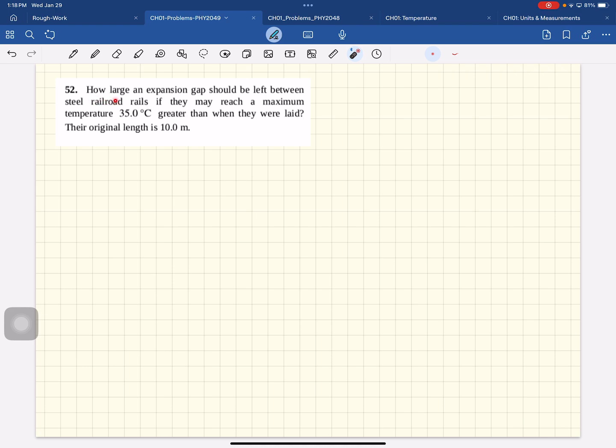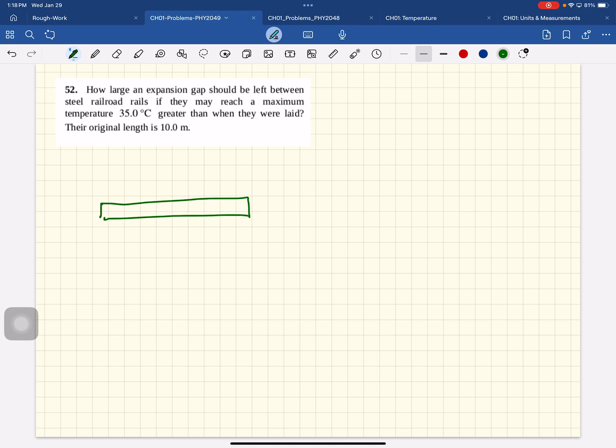Okay, how large an expansion gap should be left between steel rails if they may reach a maximum temperature of 35 degrees Celsius greater than when they were laid? The original length is 10 meters. Here in Daytona Beach, you see a temperature rise that much. In the winter, you can get 0 degrees Celsius, and in the summer, you'll get 35 degrees Celsius.